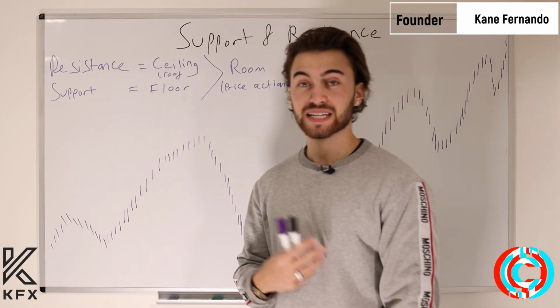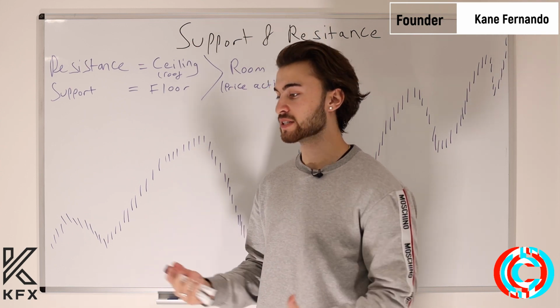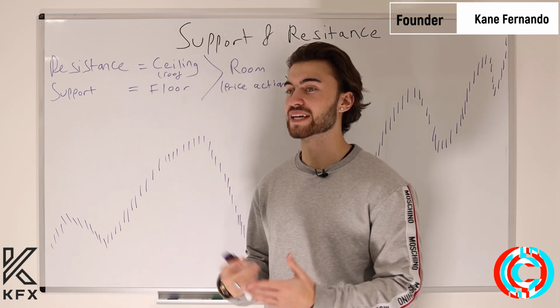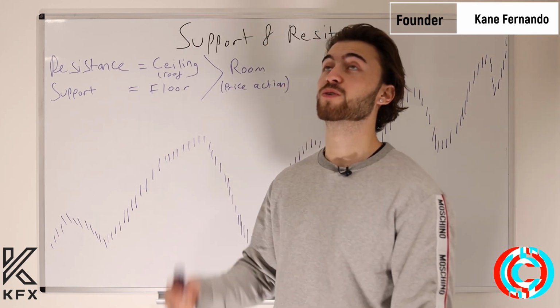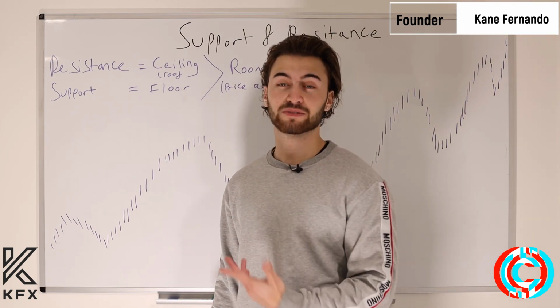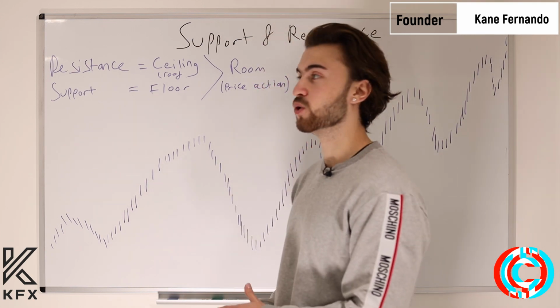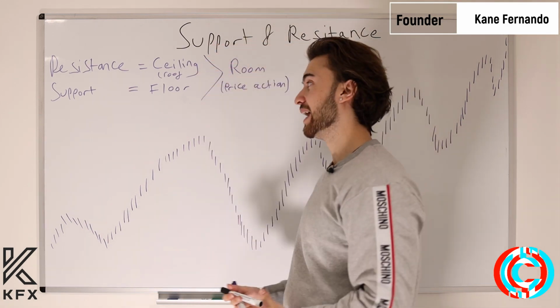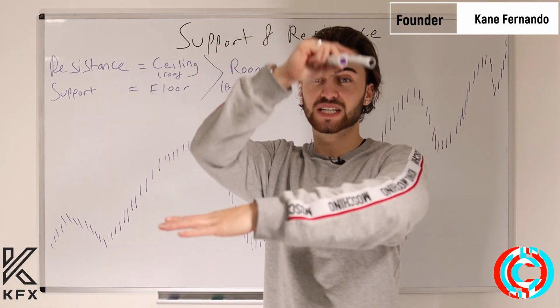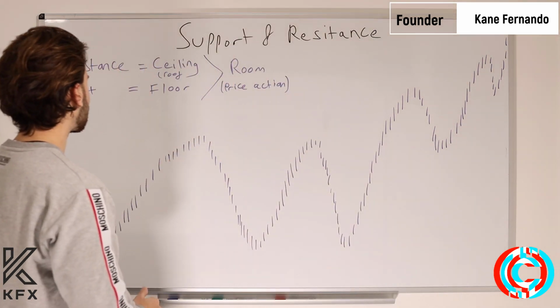Okay, as an analogy, let me explain it in easy terms. If I'm in this room right now in my office, I have a floor and I have a ceiling. Something that's supporting my feet, and something which will stop me from jumping through the roof, even though I'm not that tall. So imagine the resistance level as a ceiling or a roof. It hits it, can't break through it. And a support as a floor. When it touches it like this, it bounces off it.